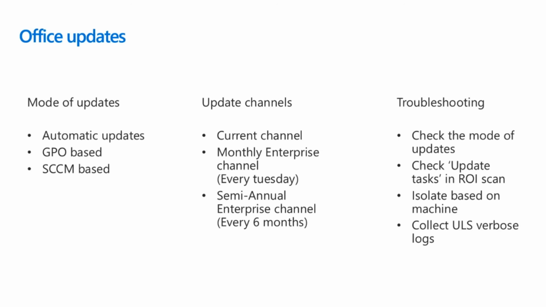For monthly channel, if you want to provide your users with the new Office features each month, but only want to receive updates per month on a predictable release schedule, then you can use monthly channel. Updates to monthly enterprise channel are released on the second Tuesday of the month. And this monthly update can include feature, security, and non-security updates.